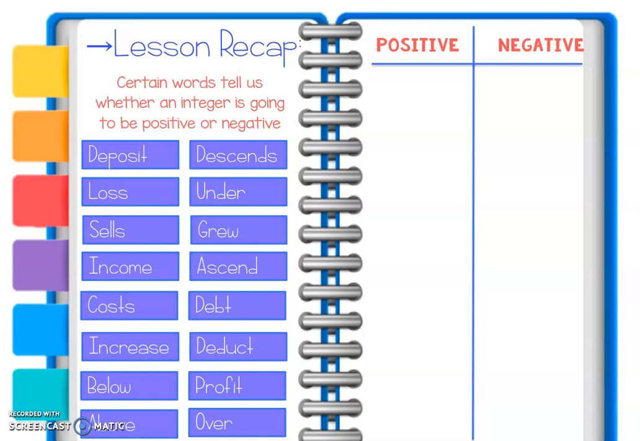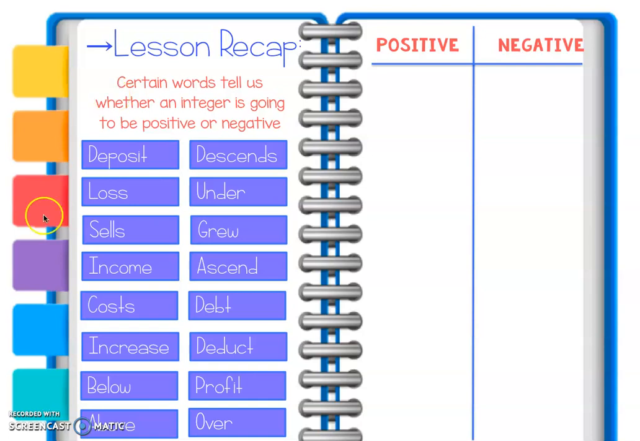Okay, so today in class we talked about identifying which integer represents a real world situation. And in class, we talked about how there are certain words that tell us whether an integer is going to be positive or negative. So let's take a look at a couple of those words and then we'll do a couple of examples just to spark your memory.